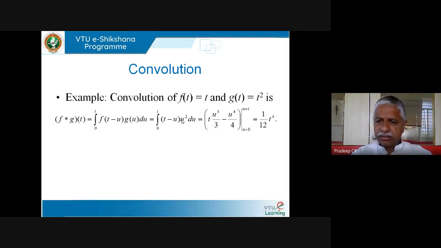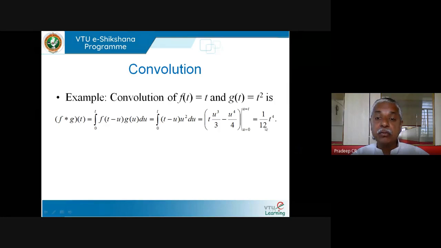To evaluate this, I'm sure you can all do that. This is t power 4 by 3 minus t power 4 by 4, and at u equal to 0, both become 0. So I get 1 by 12 t power 4. The upshot is, this process explains how I convolve two functions, how I combine two functions. If f of t is t and g of t is t square, then f star g is 1 by 12 t power 4.